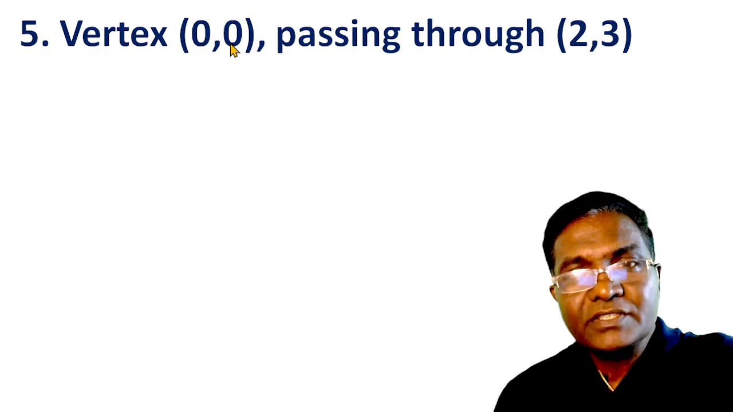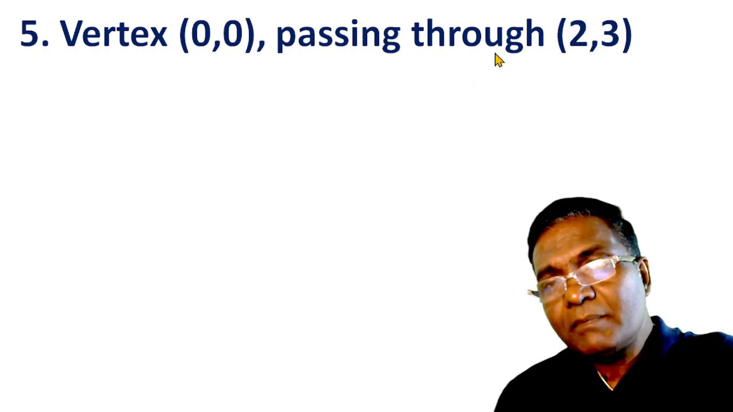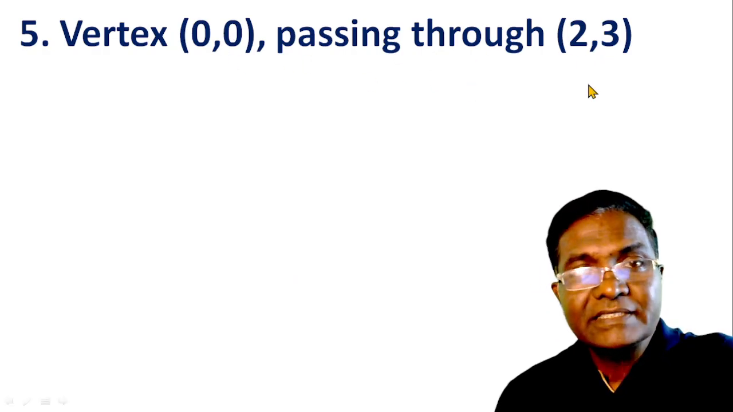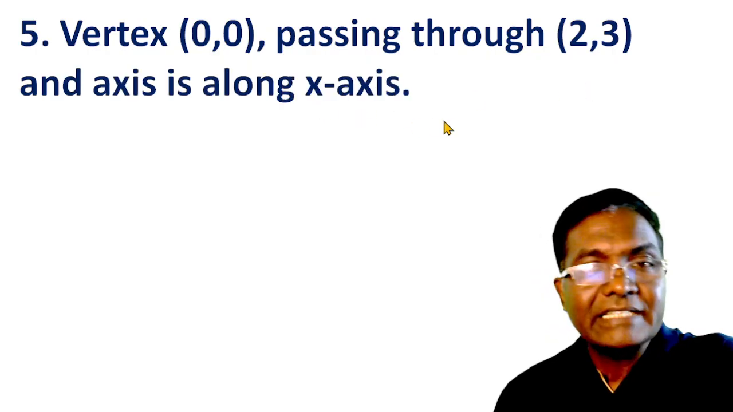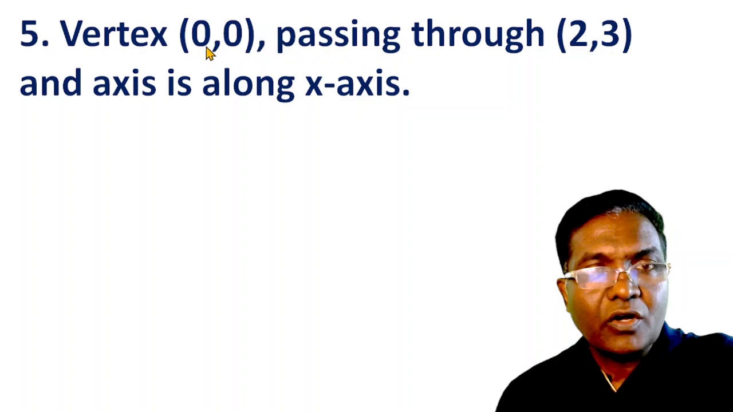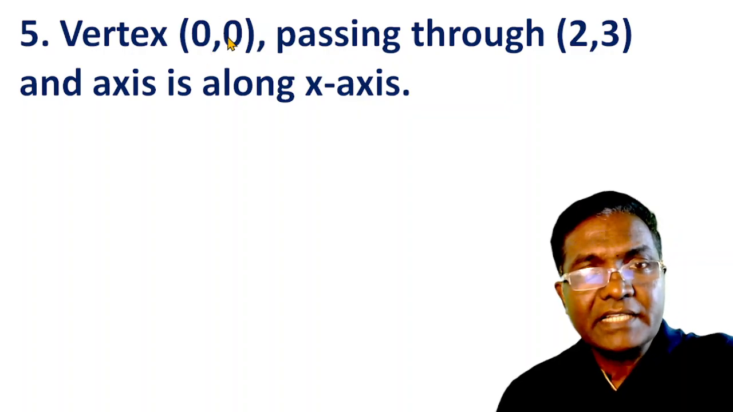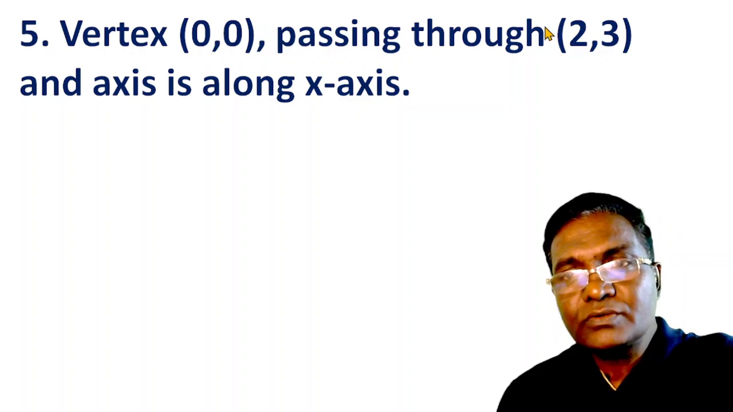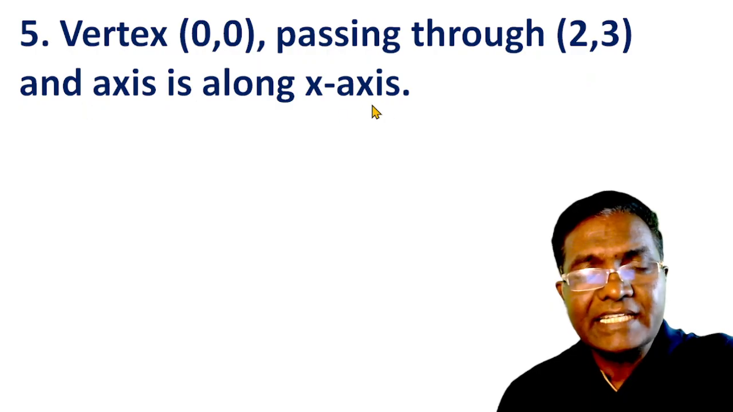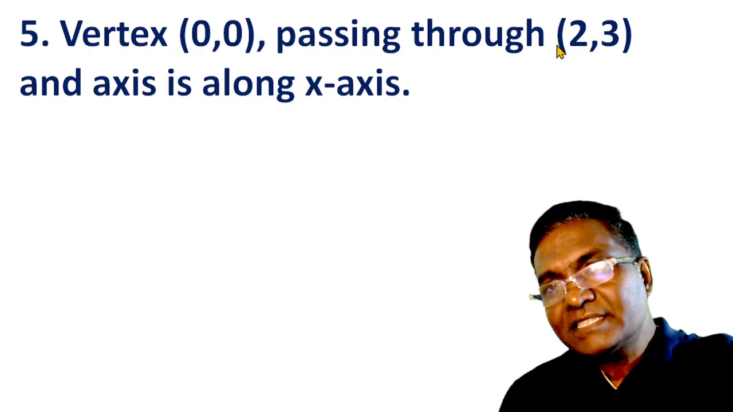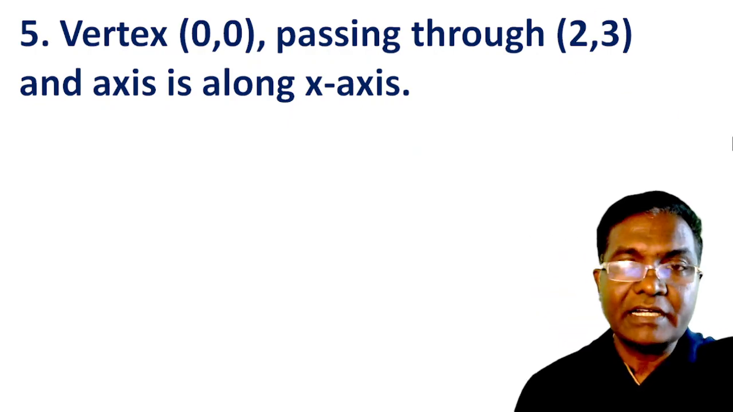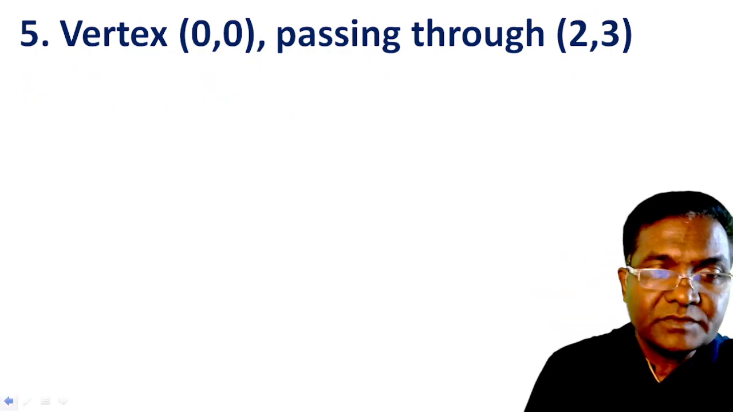Vertex is 0, comma 0 and the parabola passes through the point 2, comma 3 and the axis is along the x-axis. Okay, look at this. Vertex is at the origin and it passes through 2, comma 3 and the axis is along the x-axis. So the parabola passing through 2, comma 3 means first quadrant. Let me show it in the form of a diagram.